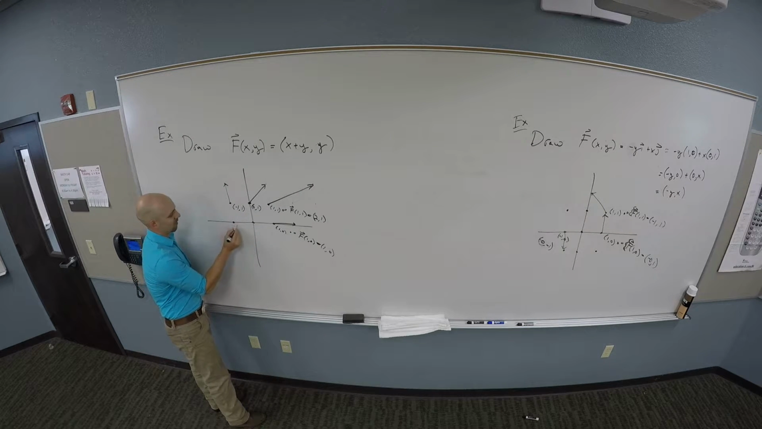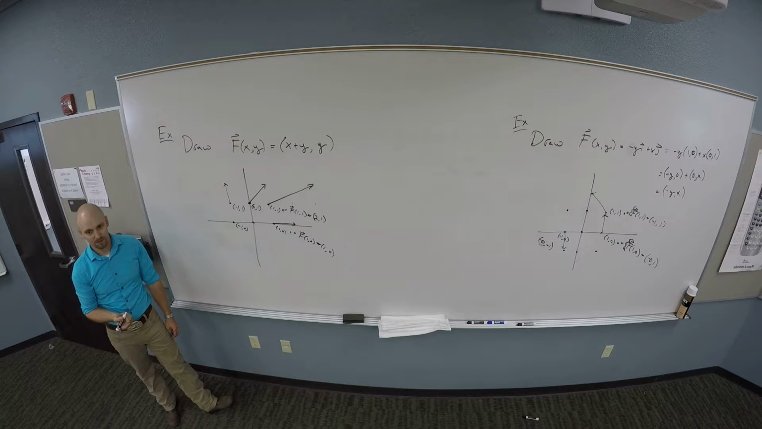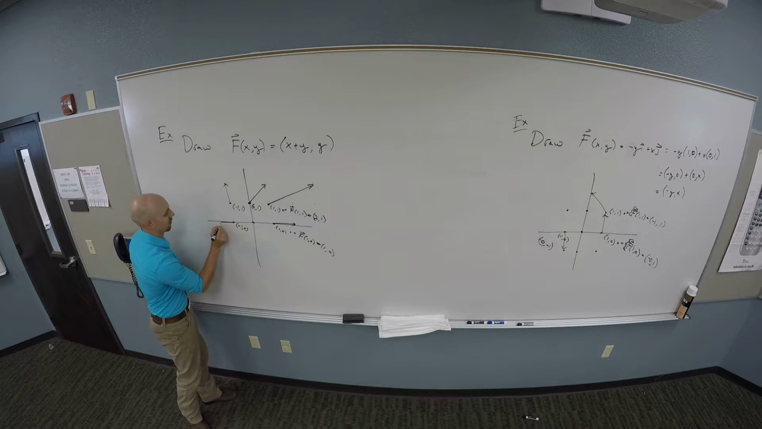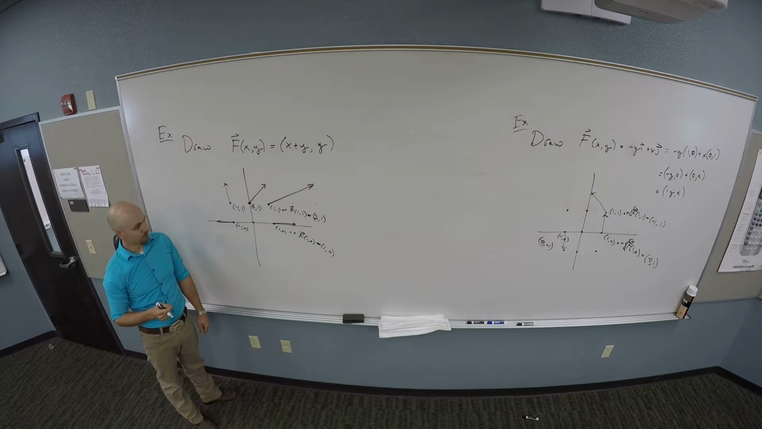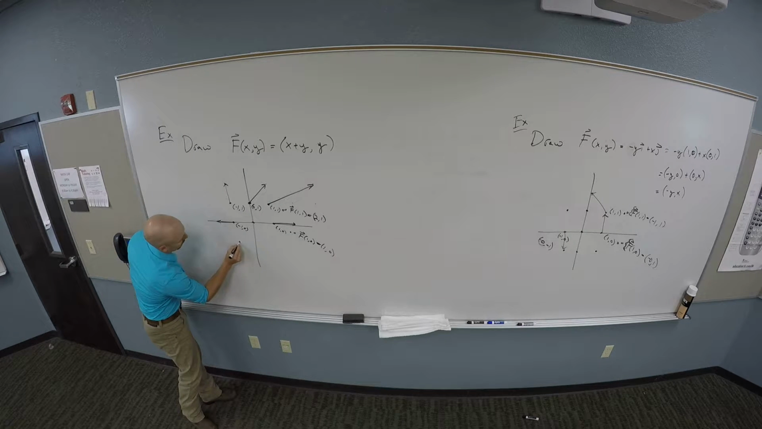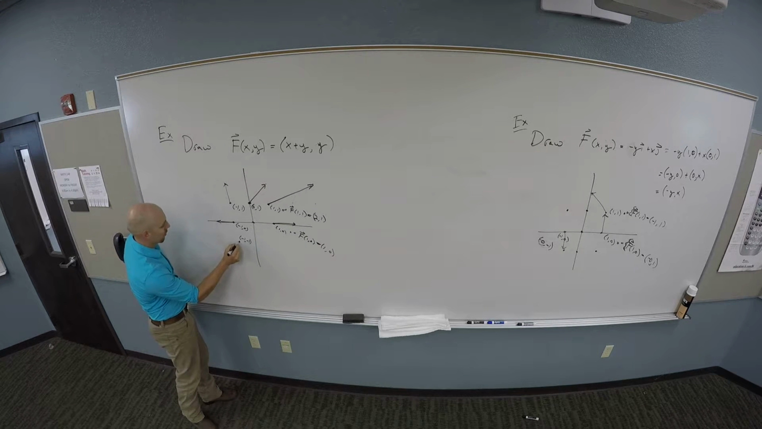Okay. How about -1, 0? That'd just be 1 unit to the left. So I'll get 1 unit to the left for my output arrow. How about down here? -1, -1. Down 1, 2 to the left. So -2, -1. So left 2, down 1.